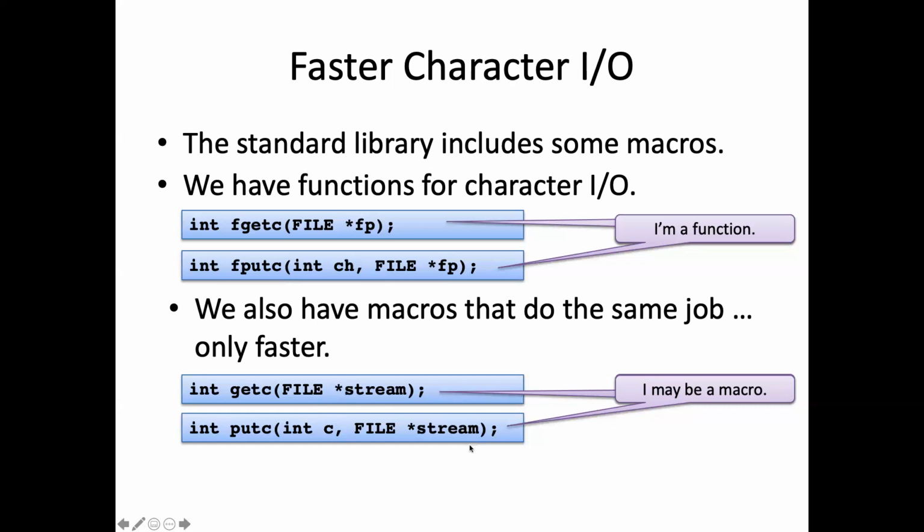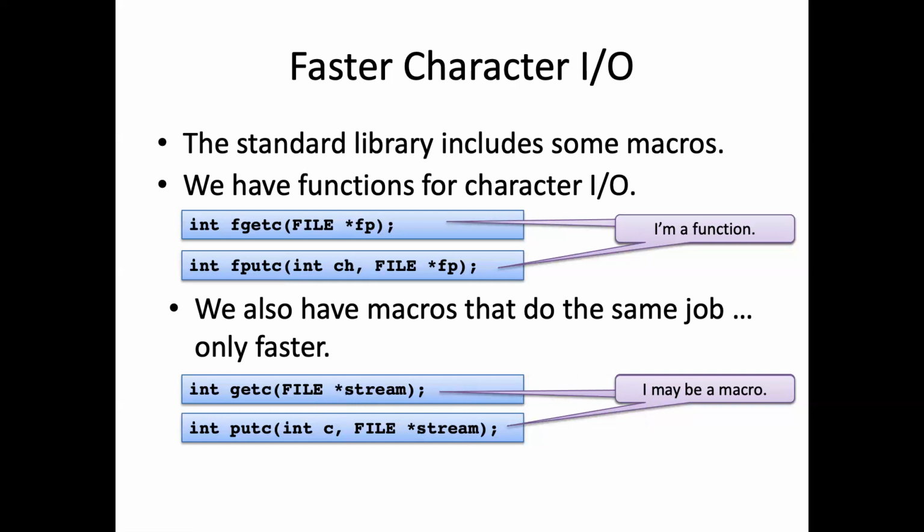Well, if these just have to get a single character out of the buffer, they could expand to a fairly short macro to do that. So they could be a lot faster than having to call a function. When you look at the documentation for these, you'll see these top two are implemented as functions. These next two, for performance reasons, are typically implemented as macros.